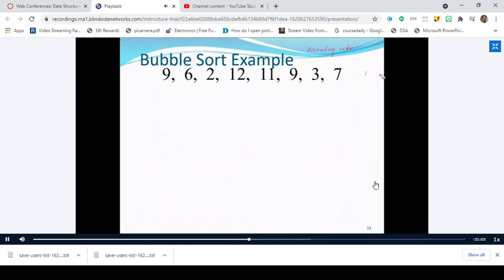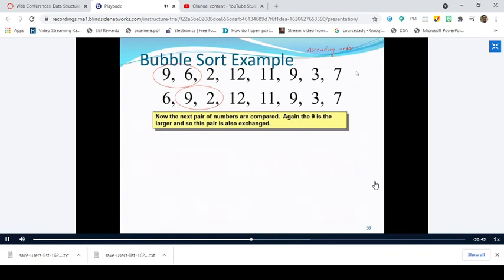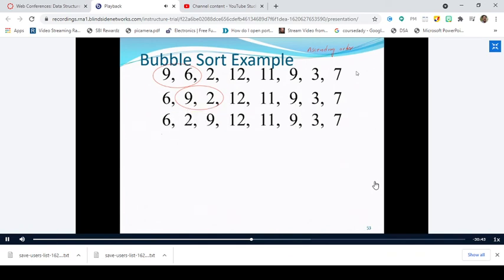So here I'm just repeating it. We have to compare the 9 and 6. Since they are out of order, you swap them. So the second list we got is 6, 9, 2, 12, 11, 9, 3 and 7. Similarly, then you compare 9 and 2. Since they are out of order, swap them. And compare 9 and 12. Since they are in the same order, there is no need to swap these elements.